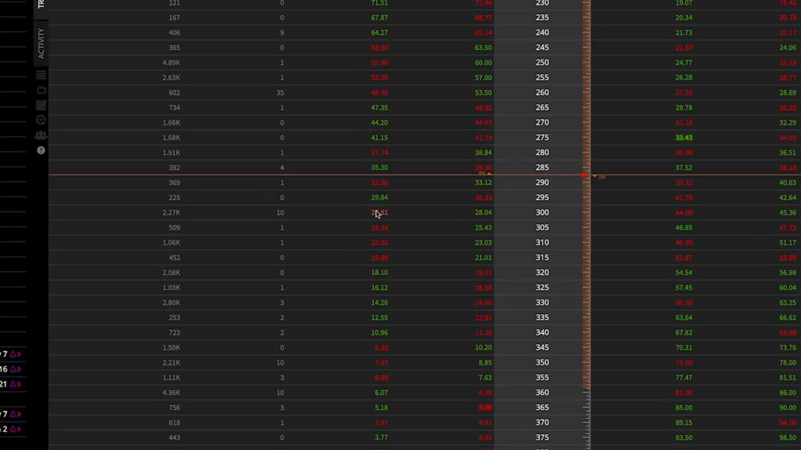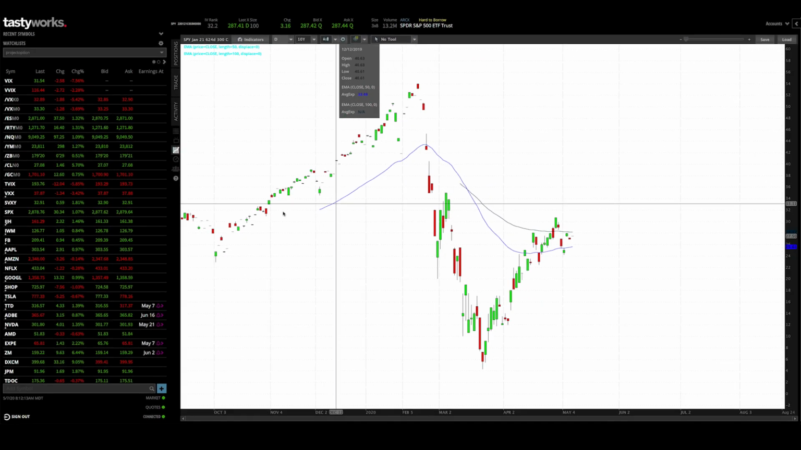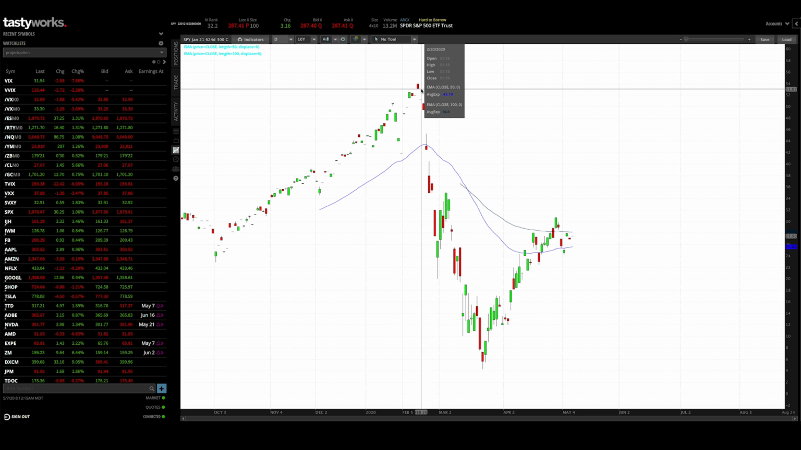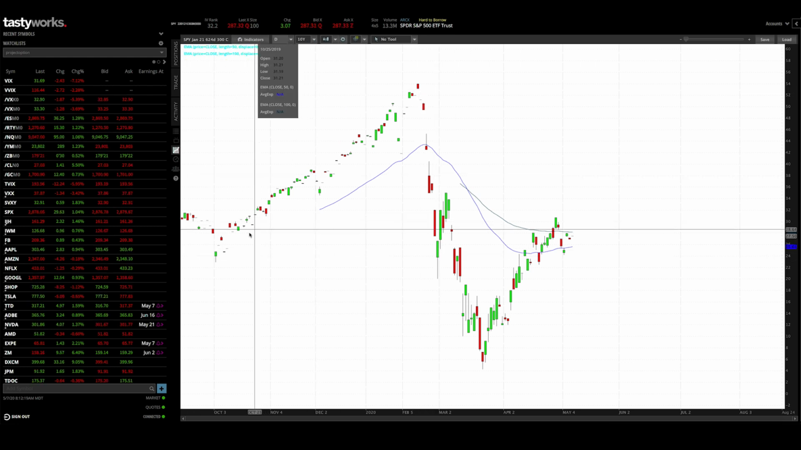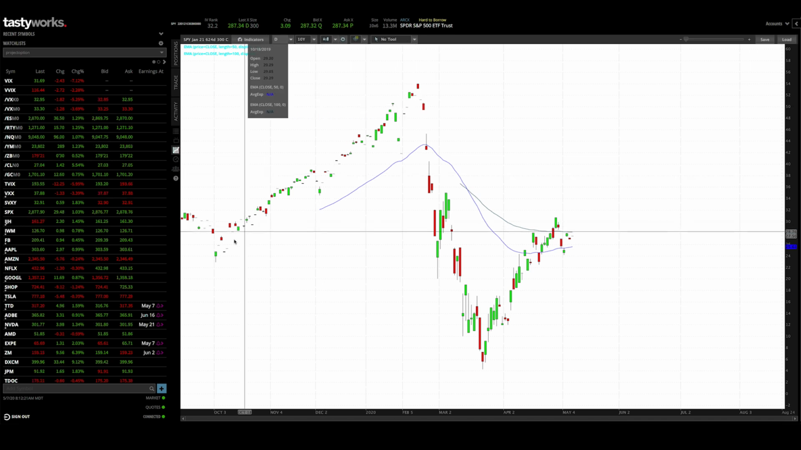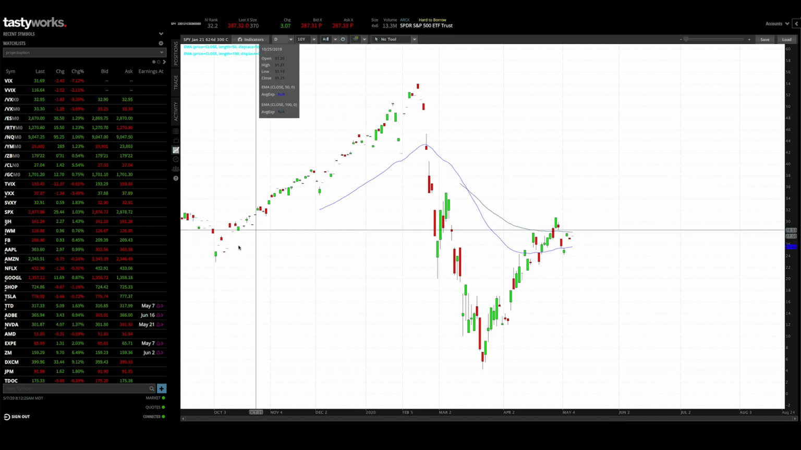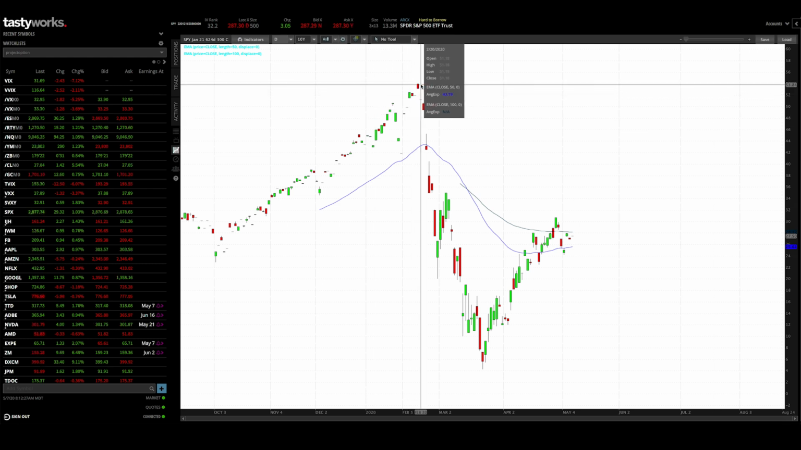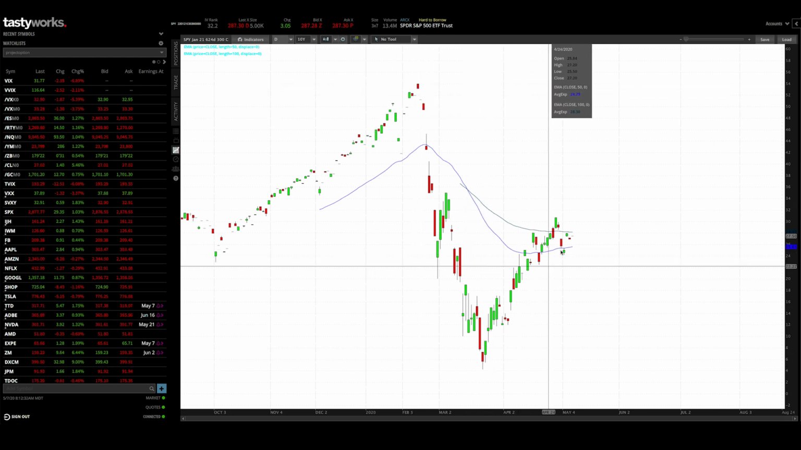So I'm going to right click on this. If you right click on either of the prices on Tastyworks, it'll say view option and chart. So I'm going to do that on the 300 call, and we're going to view the option price in the chart. So as we can see here, this basically looks like a chart of SPY, and that's because this is a call option, which is a positive delta position, and this is going to track the changes in SPY very closely. So as we can see, we had the big rally up until February 2020, then we had a massive collapse, and now we're rallying back up.